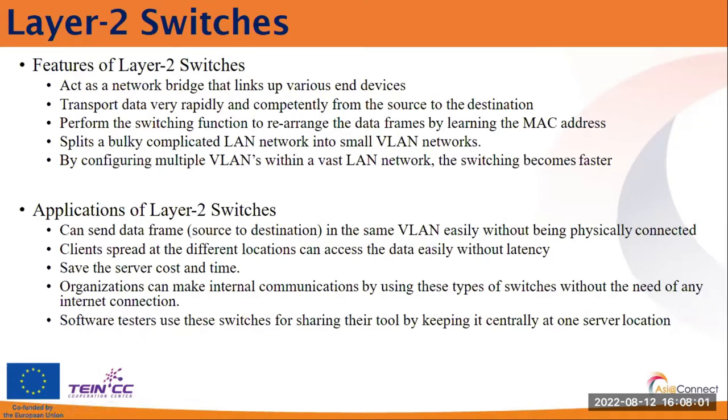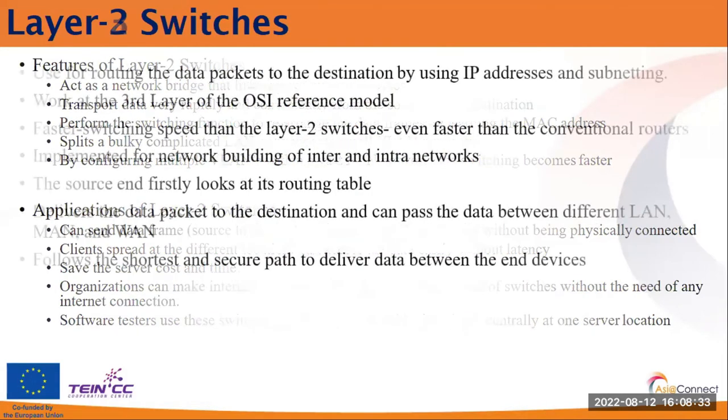That means software testers also use the switch for sharing their tools by keeping them centrally at one server location, and the other server can access them despite being far apart or not physically connected, by configuring the same VLAN network system. So that is all about the layer 2 switch: how the layer 2 switch collects the MAC address, and what the features and applications of layer 2 switches are.